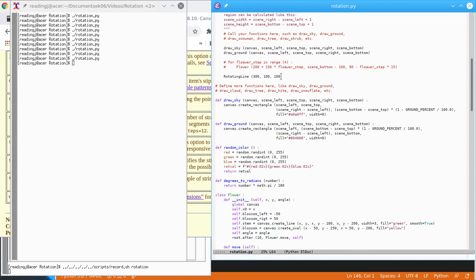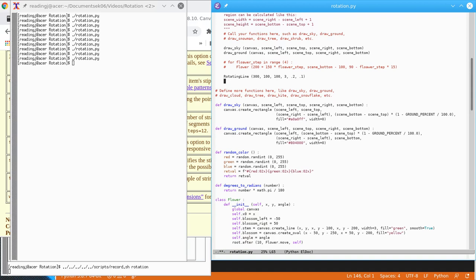So we're going to put, let's see, delta angle and Vx and Vy. And then instead of doing a loop, I'll just do a separate one here. We'll make this 400, 100, 110. Delta angle, so we're going to make this one -2, -0.2, 0.1.